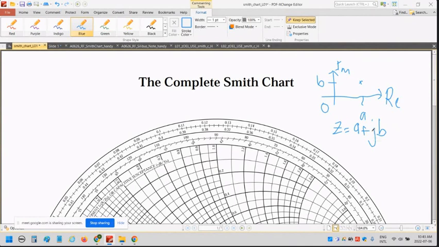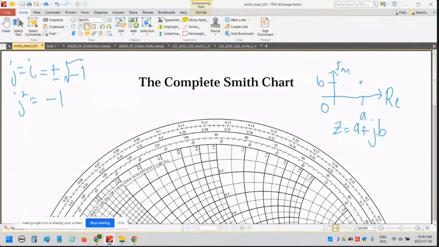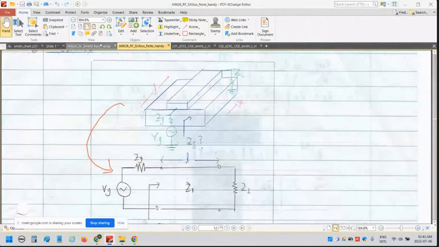Standard for engineering, we use j. For mathematics, you use i, but they are the same, plus or minus the square root of -1. So you get j squared equal to -1. This is not something new for you, just a revision. Okay, so we go on.